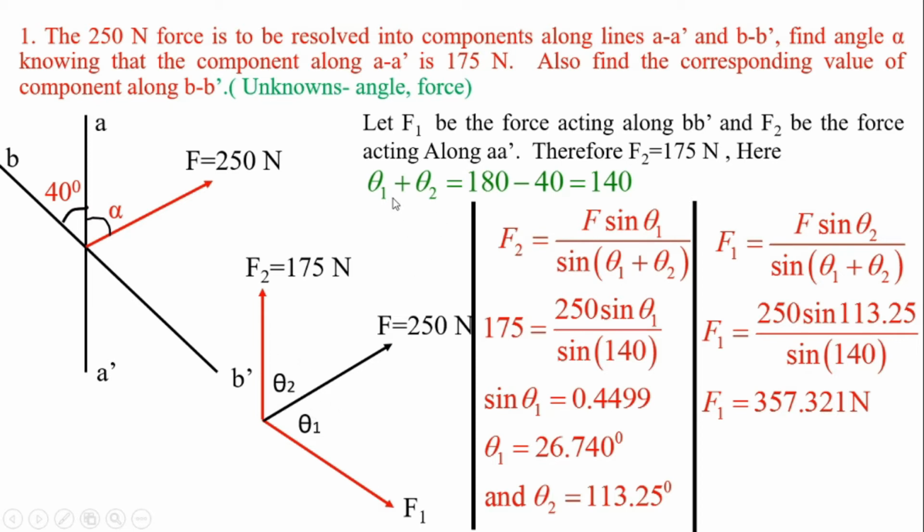Now, given the 40 degree angle, I can calculate the sum of theta 1 plus theta 2 using theta 1 plus theta 2 equal to 180 minus 40, so 140. So theta 1 plus theta 2 is equal to 140, and I know this quantity. F2 is given as 175 Newton.